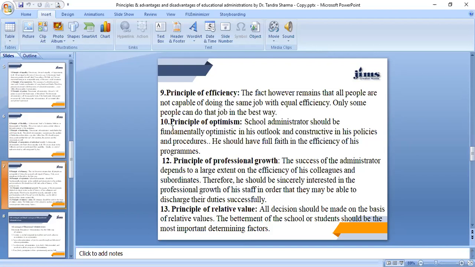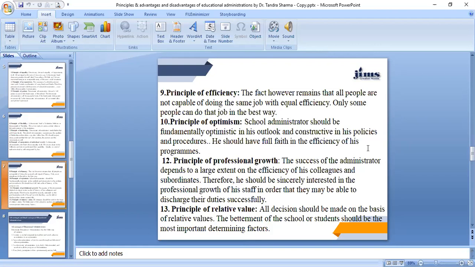The 10th principle is the principle of optimism. The school administrator should be fundamentally optimistic in his outlook and constructive in his policies and procedures. He should have full faith in the efficiency of his programs.